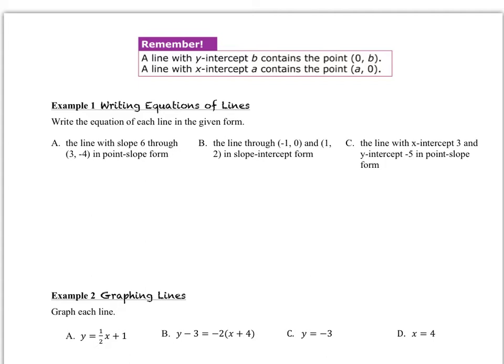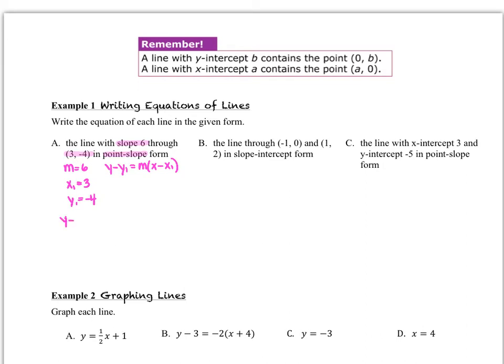Example number 1, we're asked to write equations of lines in a specific form. In question A, we have a line with slope 6 that goes through the point (3, -4), and we need to write it in point-slope form. We have everything that we need because we have the slope, the x-coordinate, and the y-coordinate, and we can write down our equation.